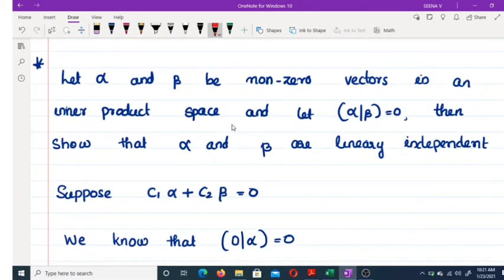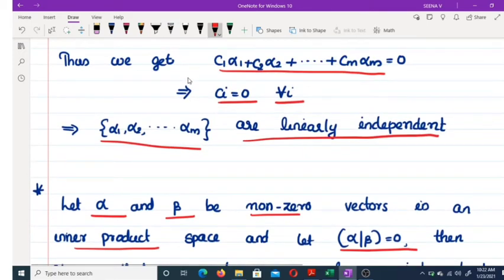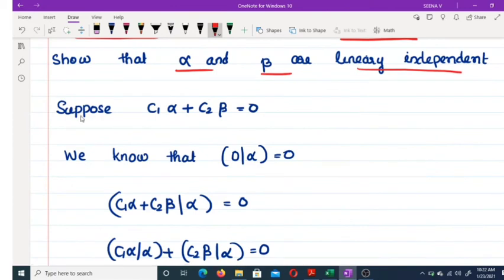Now moving to a particular case, let alpha and beta be two non-zero vectors in an inner product space and let inner product of alpha and beta equal to 0. Then show that alpha and beta are linearly independent. This is a particular case of this theorem. This is a general case. So here also we suppose C1 alpha plus C2 beta equal to 0 and we have to prove C1 equal to 0 and C2 equal to 0.